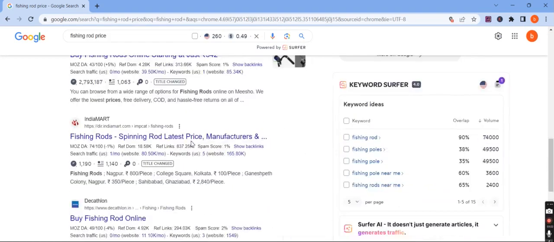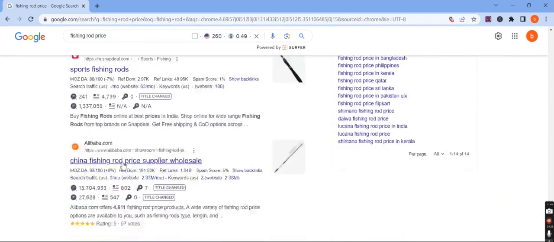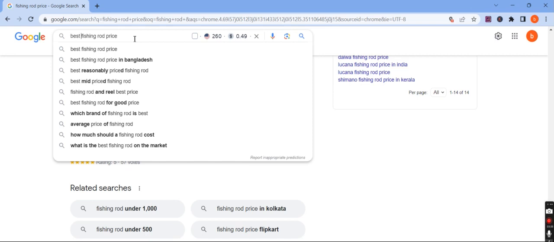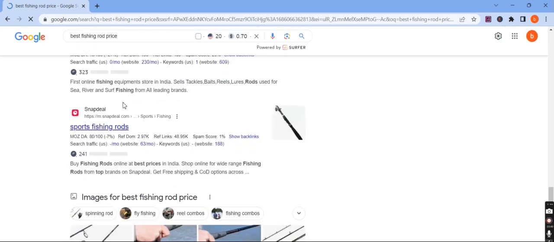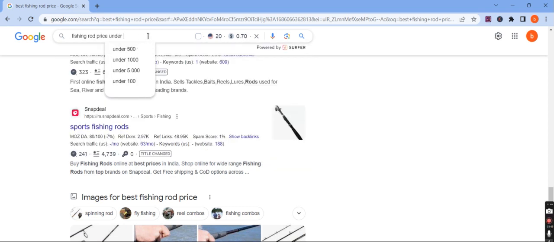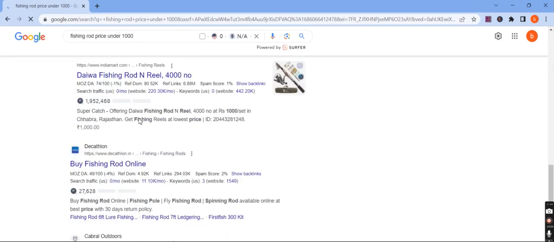So over here, if I look at a blog, let's look for a blog. Suppose I have this query, best fishing rod price under 1,000, suppose. So see, Decathlon is a big company. So this is the meta title. This is the meta title.